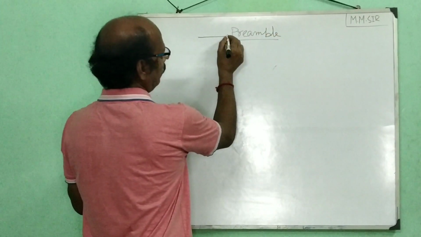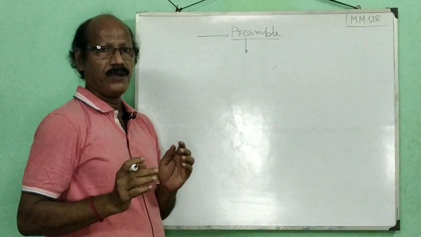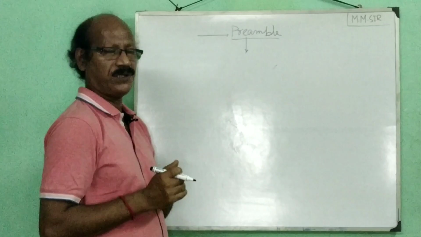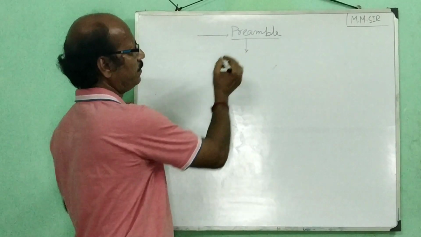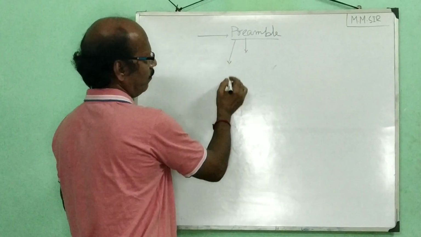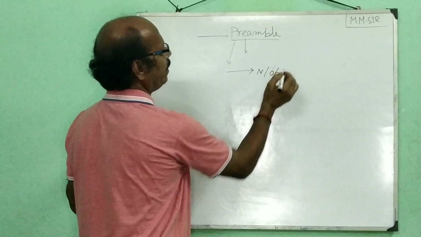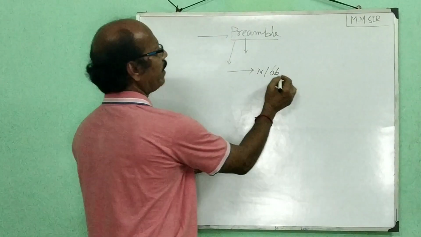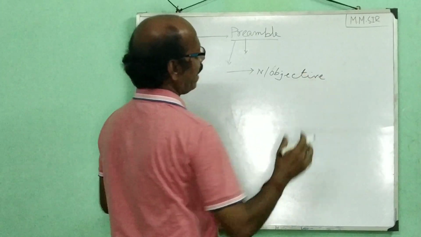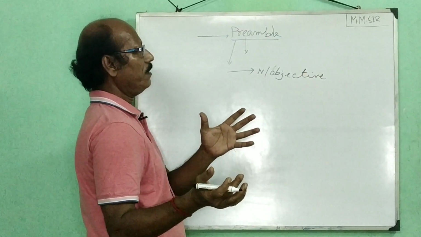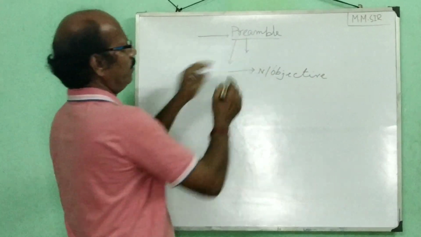The preamble, what is the preamble? The preamble is the most important part of the Constitution, in this sense that by the preamble we can understand the nature and objective of the Indian Constitution. Nature and objective, mind it. So what is the character of the Constitution? It can be defined through the preamble of the Indian Constitution.